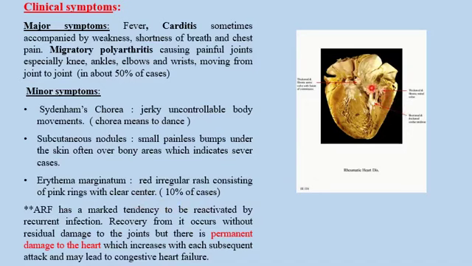And here this picture shows the valves where the inflammation occurs. Acute rheumatic fever has a marked tendency to be reactivated, as I said before. In about 40% it can recur by recurrent infection. If the person gets infection again with Streptococcal Pharyngitis, he may get rheumatic fever again. Recovery from it occurs without residual damage to the joints. So if the person got rheumatic fever with involvement of the joints, there is complete recovery after each subsequent attack. But there is permanent damage to the heart. The heart does not recover, and this is the problem. The seriousness of the illness increases with each subsequent attack and may lead to congestive heart failure if untreated.